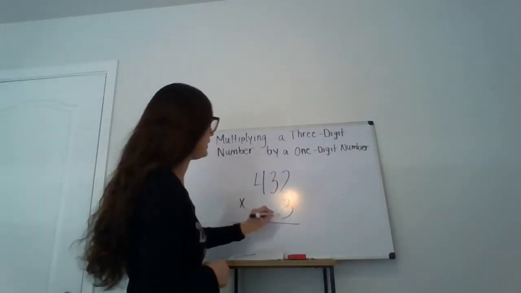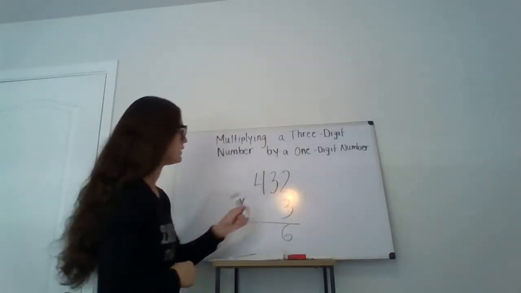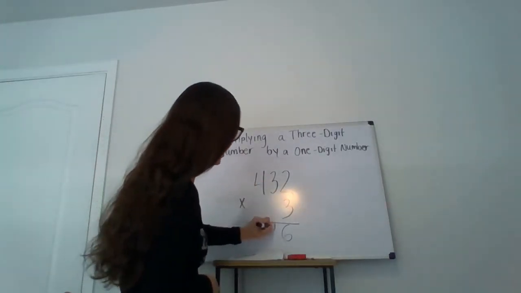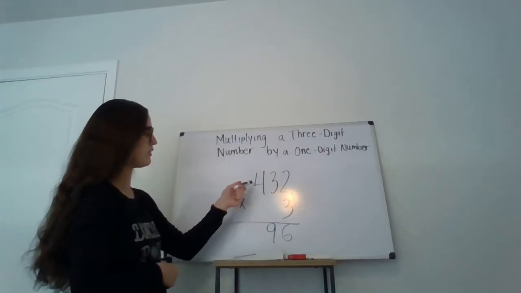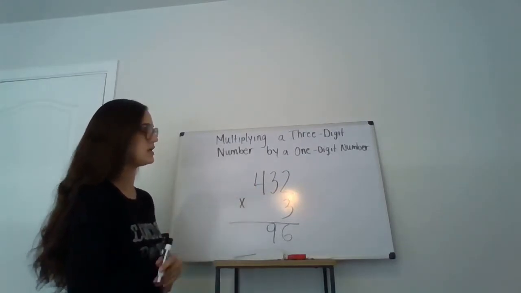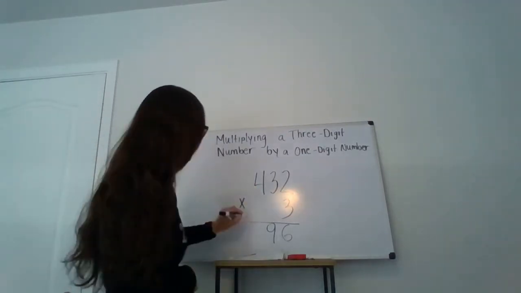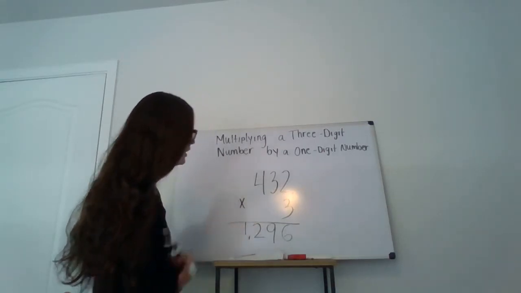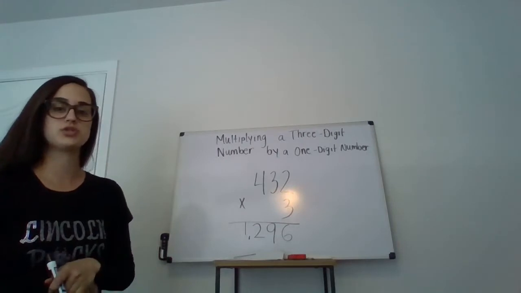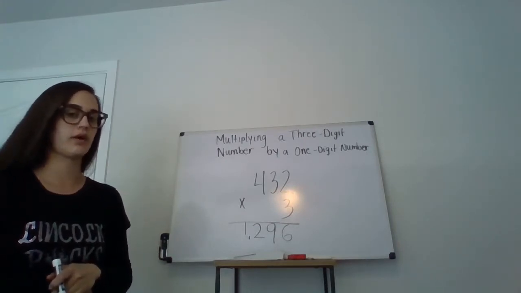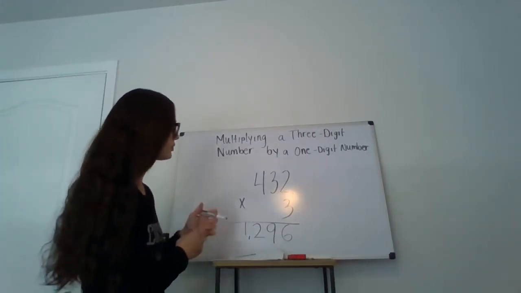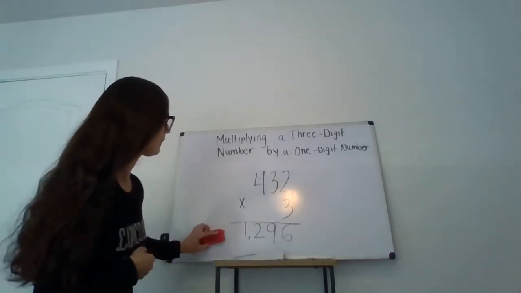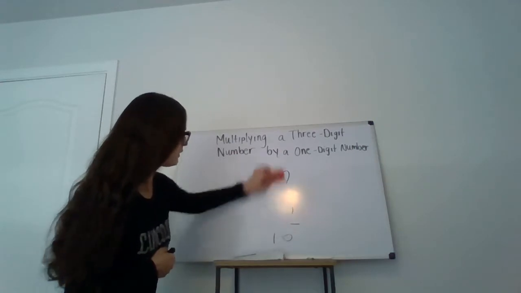2 times 3 is 6. Move on over to the tens place. 3 times 3 is 9. Last but not least, move on to your hundreds. 4 times 3 is 12. And all you need to do is just slide that 12 down here, and your product is 1,296. Okay? Pretty easy. Okay? All right.